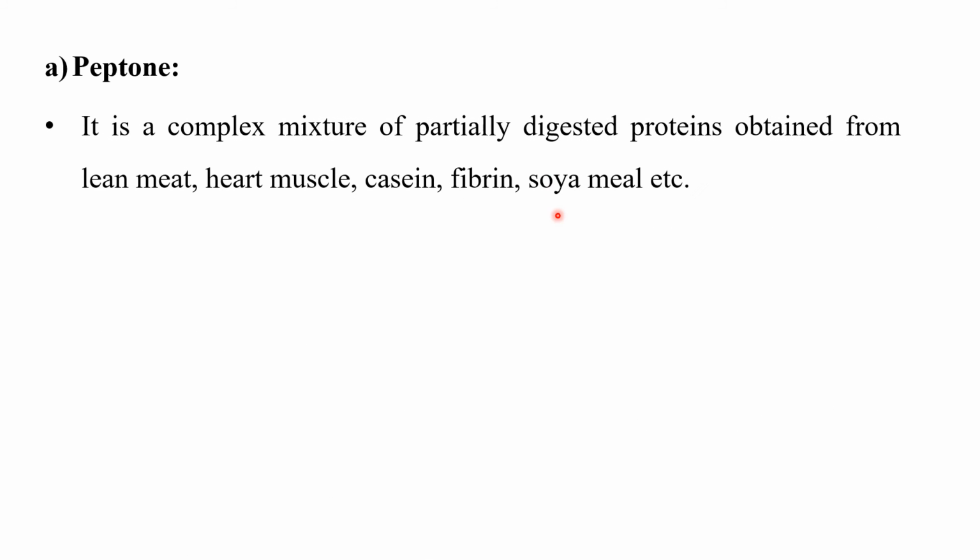Now, the next constituent is the peptone. As we have discussed, it is a complex mixture of partially digested protein. What are the sources of the peptone? Peptones can be obtained from meat, heart muscle, casein, fibrin or the soybean.